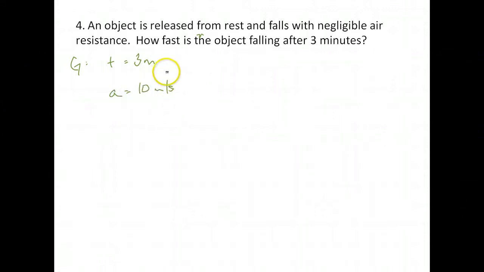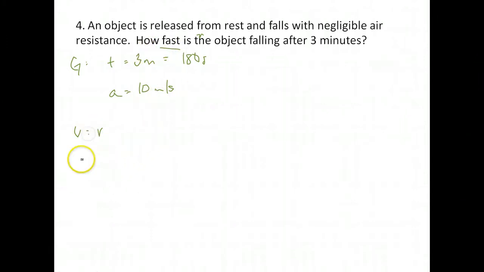Oh, wait a minute here. We've got minutes here and meters per second here. So that means we're going to have to change our time to seconds. Well, with 60 seconds in 1 minute, take 3 times 60 and we actually have 180 seconds to use for our time. Our unknown for this equation is our velocity, because they're asking us how fast is the object traveling.